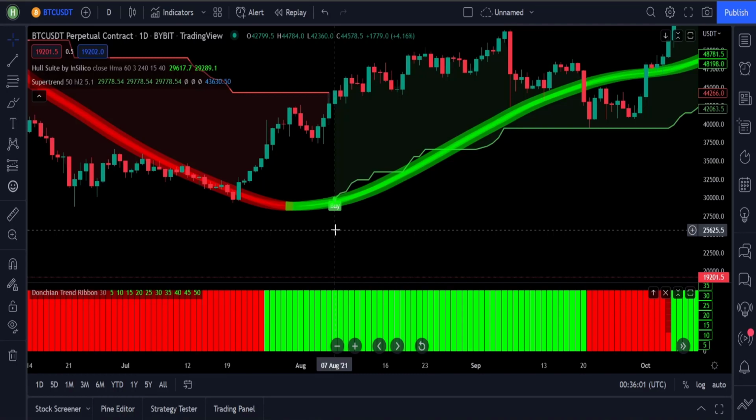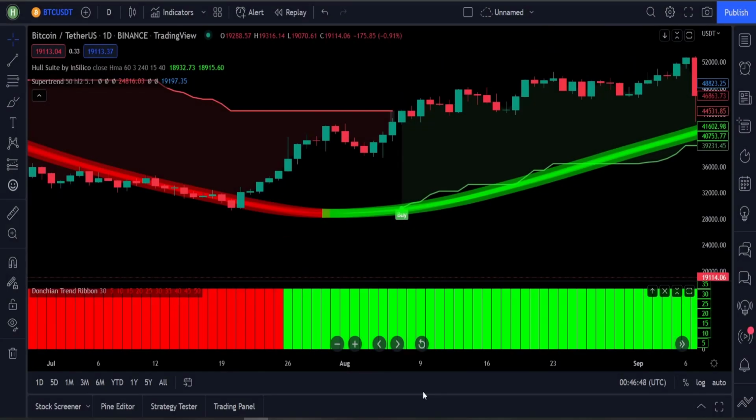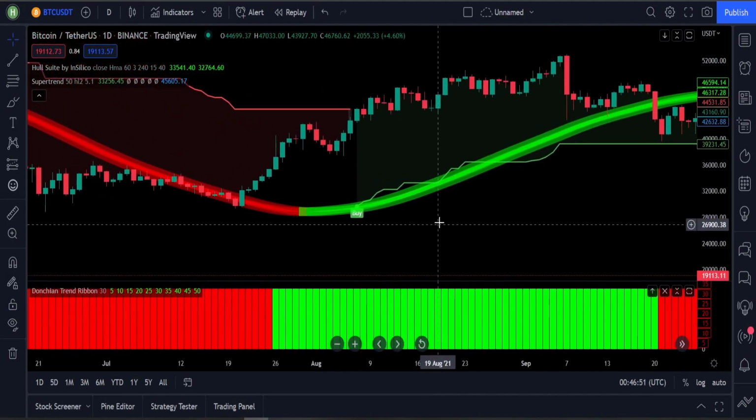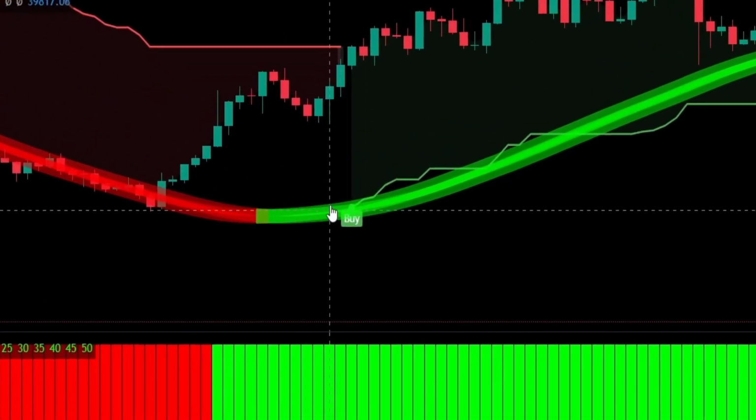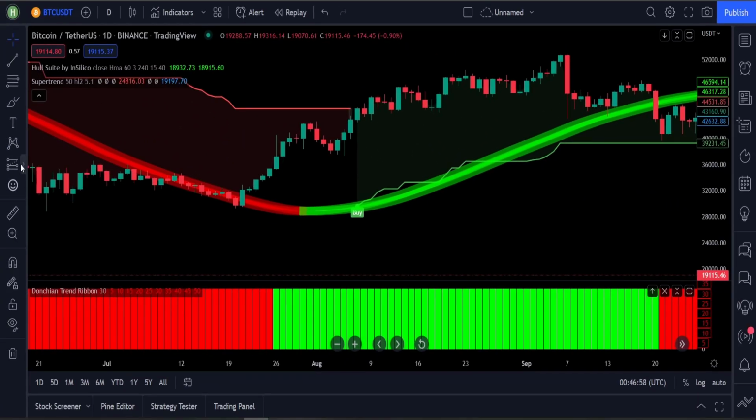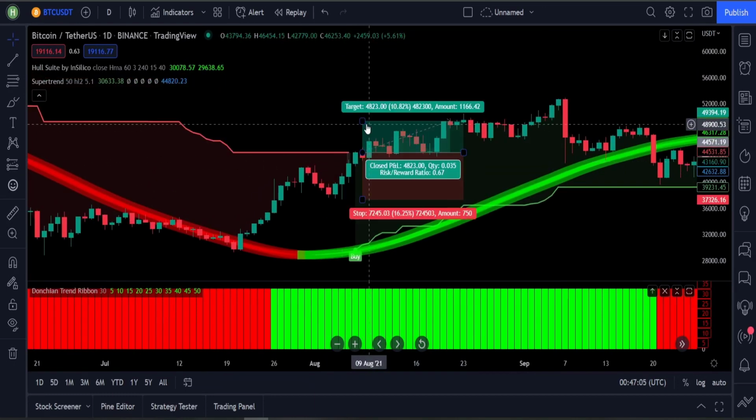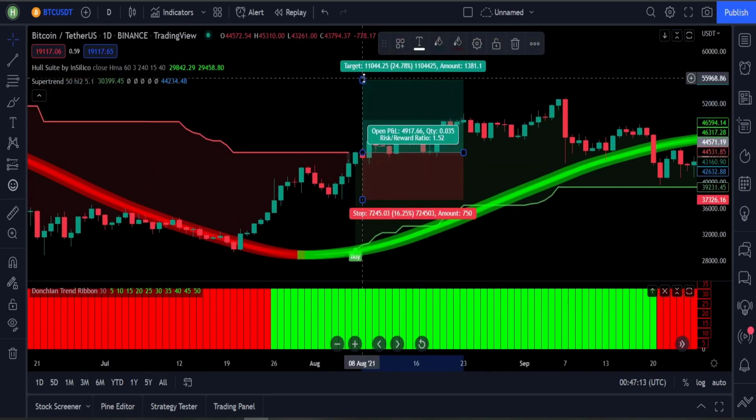Now we'll take a look at an example of a buy trade. Here we can see we have a buy signal and the whole suite is green, and down here the Donchian trend ribbon is also green, so I'll get into this trade and keep stop loss at the recent swing low, and with a risk to reward ratio of 1.5, it would have been a profitable trade as you can see here.